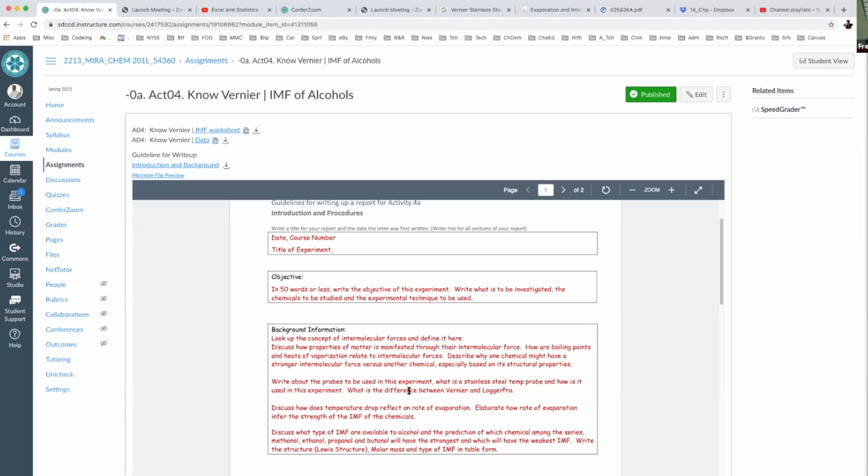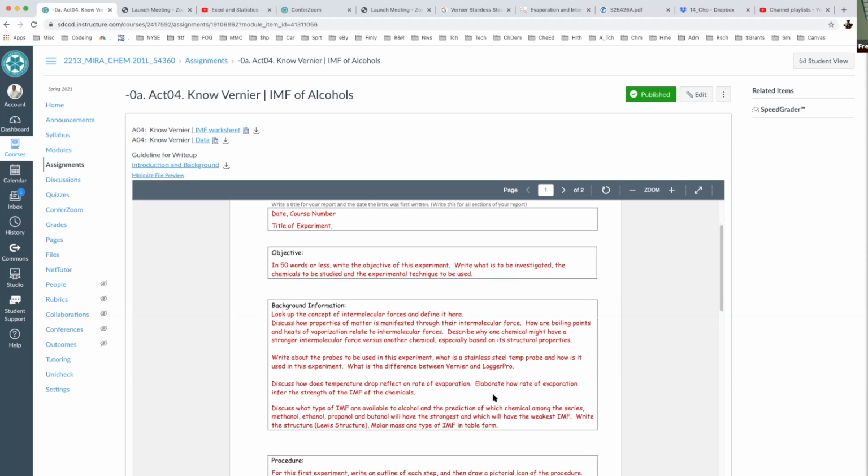Write about the probes to be used. The probes are just the instruments that we are using in this particular experiment. For example, you guys are going to be using the stainless steel temperature probe. And how is it used in this experiment? What is the difference between Vernier and Logger probe? Because that's the program and the hardware that you guys are using.